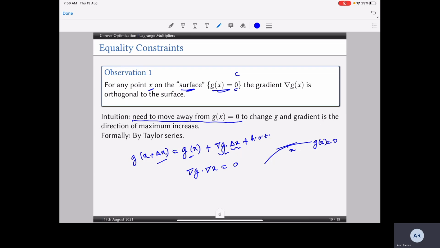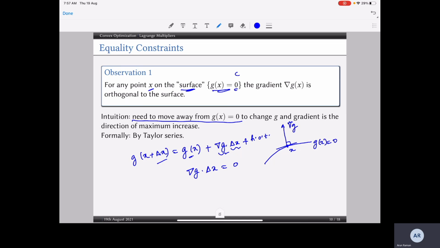So this happens. So this means that the gradient of g is perpendicular to the tangent. Okay, so the gradient of g is perpendicular to the tangent. It means that it is perpendicular to the surface.